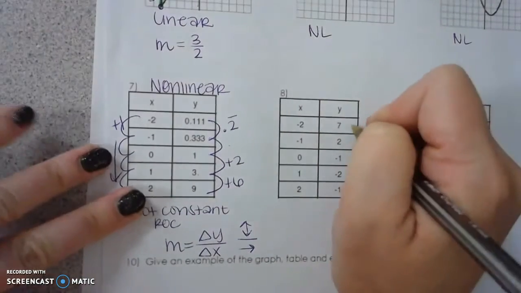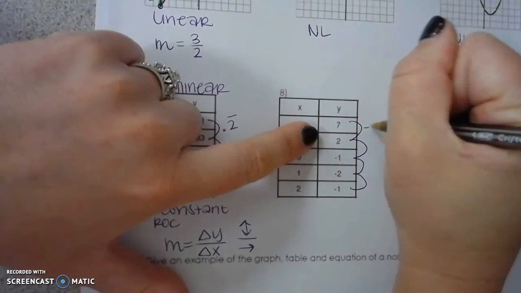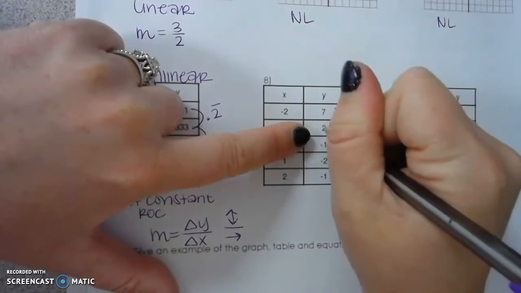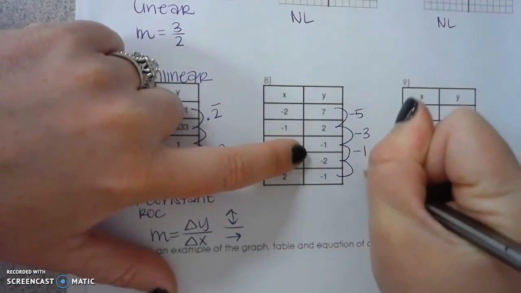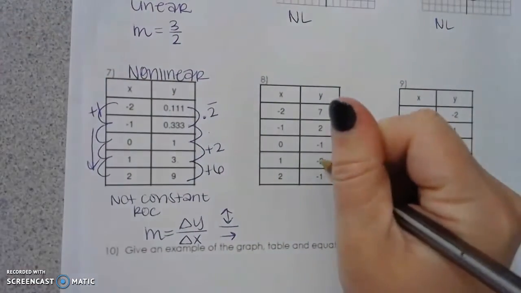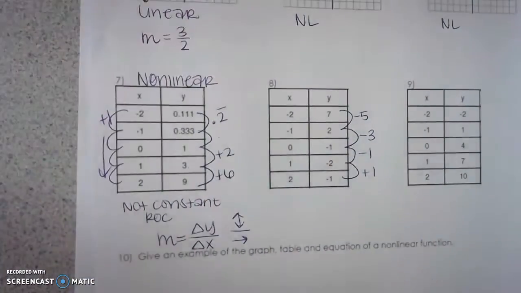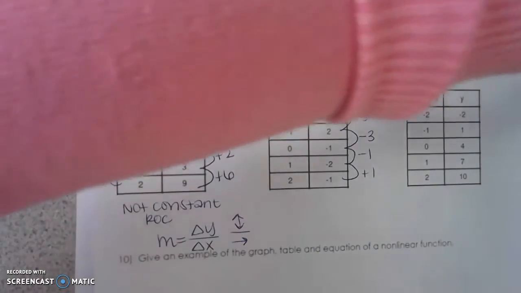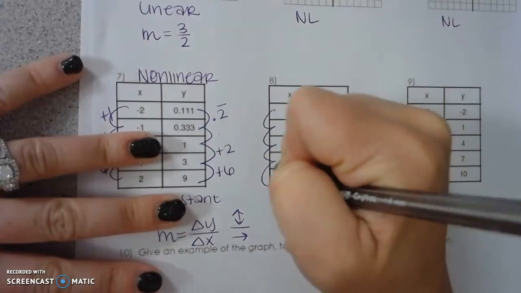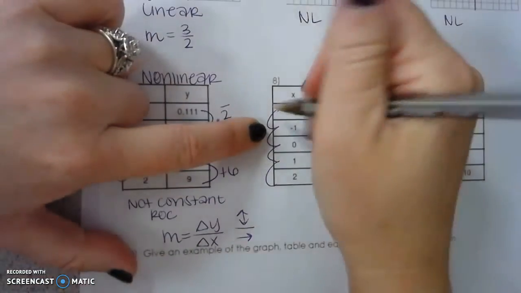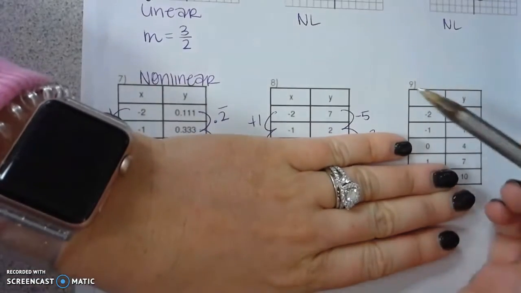This one, let's look at the change in y. Okay, so 7 to 2, I'm subtracting 5. 2 to negative 1, I'm subtracting 3. Negative 1 to negative 2, I'm subtracting 1. And then from 2 to 1, I am adding 1. Okay, weird, but that's fine. Here, 2 to negative 1, I'm adding 1. Okay, so I'm going to stop here. I'm going to look just between these 2 points.